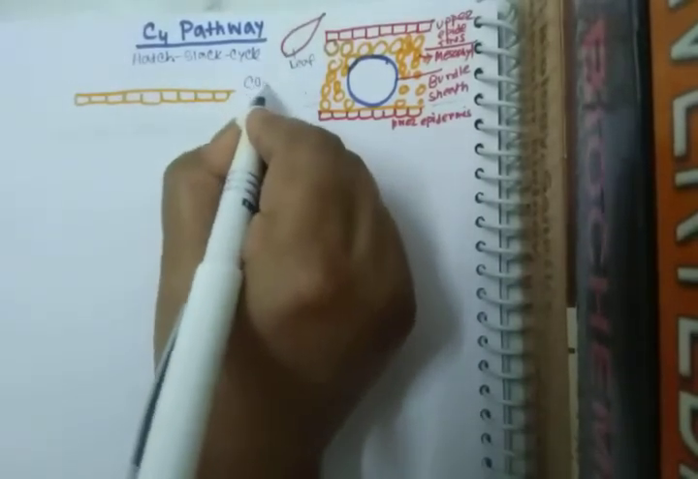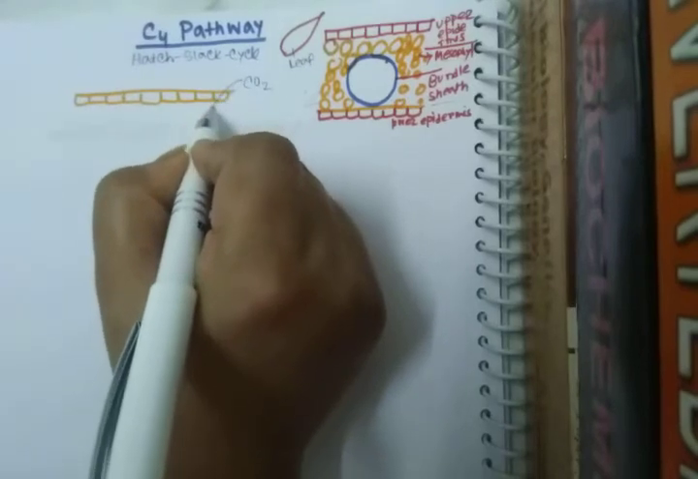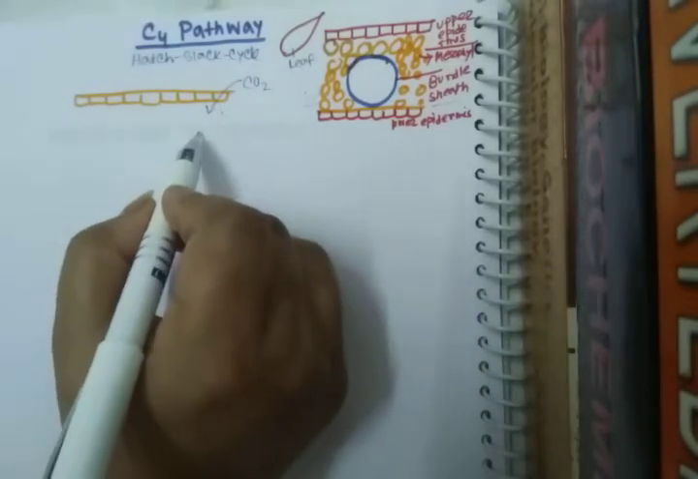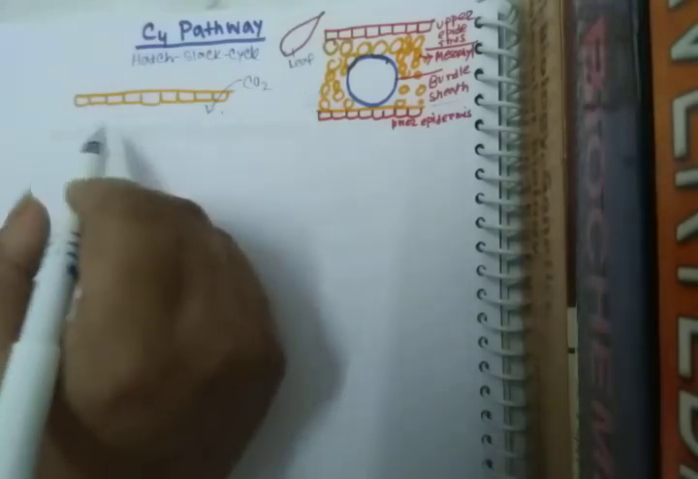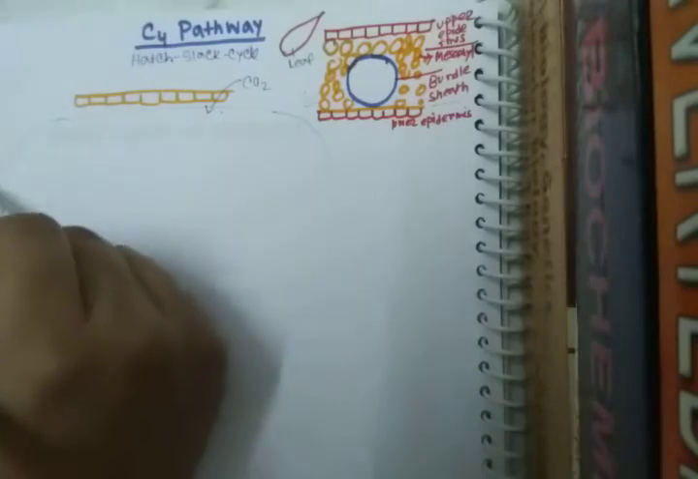the CO2 is present. We know that plants accept CO2. So CO2 will be diffused into the mesophyll cells. This will be the mesophyll cells.